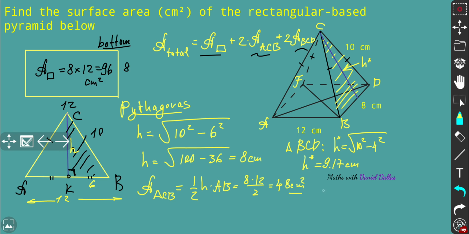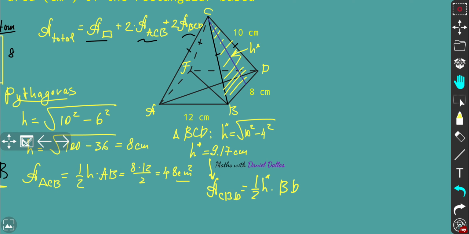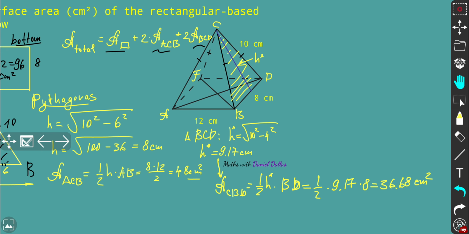But we need to calculate the area. So using h star, we can calculate the area for triangle CBD. It's going to be 1/2 times h star times the base BD. So if we calculate that, we'll get some number here. Now BD is 8, so 1/2 times 9.70 times BD. In our case, BD is 8. And if we calculate that, we'll get 4 times 9.70. And what I've got is 36.68 centimeters squared. Okay, that stands for the area of triangle CBD.